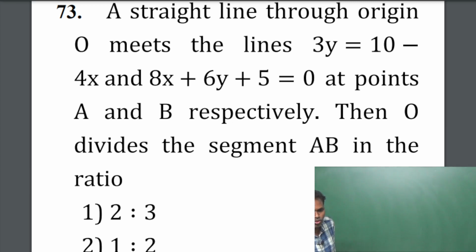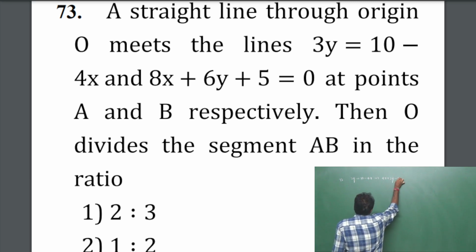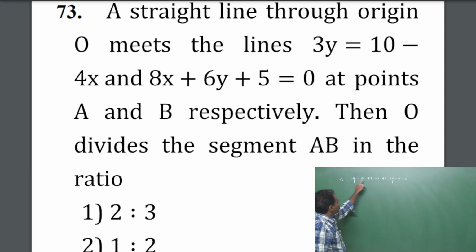A straight line through origin meets the line 3y equal 10 minus 4x and 8x plus 6y plus 5 equal to 0 at points A and B respectively. Then O divides the segment AB in the ratio. Now here are given two line equations. Write 3y equal to 10 minus 4x in standard form: 4x plus 3y minus 10 equal to 0.